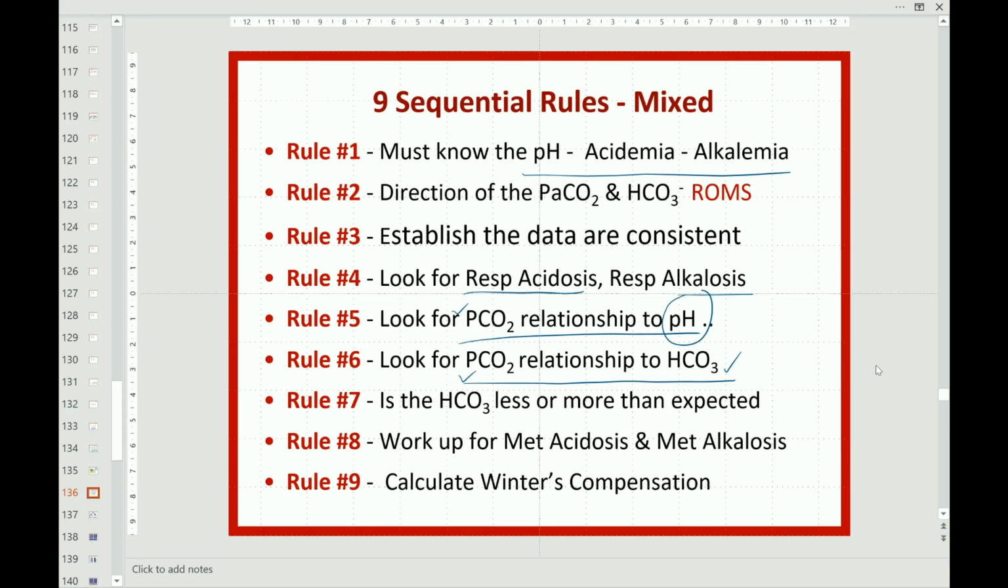Then, is the bicarbonate compensation appropriate in relation to the metabolic disorder? That also has to be seen. And work up the metabolic acidosis and the metabolic alkalosis, and calculate the ventilatory compensation. So we will go rule by rule.